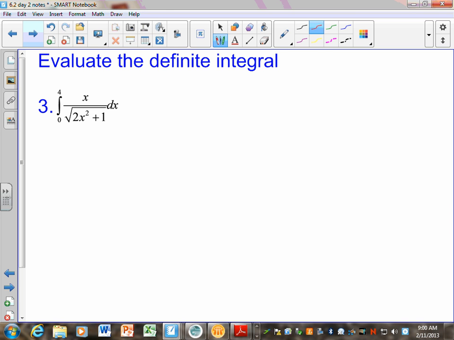Your U value should never be something that you need to do the chain rule on to take the derivative of, so that's another hint. When you're picking your U value, try to pick something that's the innermost function. I can tell you U is not the square root of 2x squared plus 1, because that would be a chain rule problem. So make sure your U value is always something that doesn't need the chain rule to take the derivative of it.